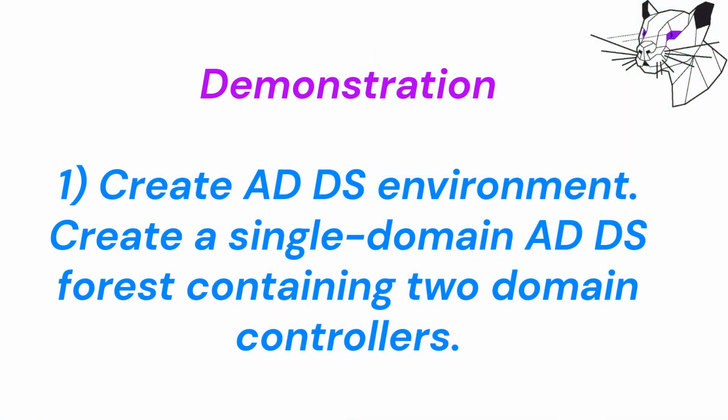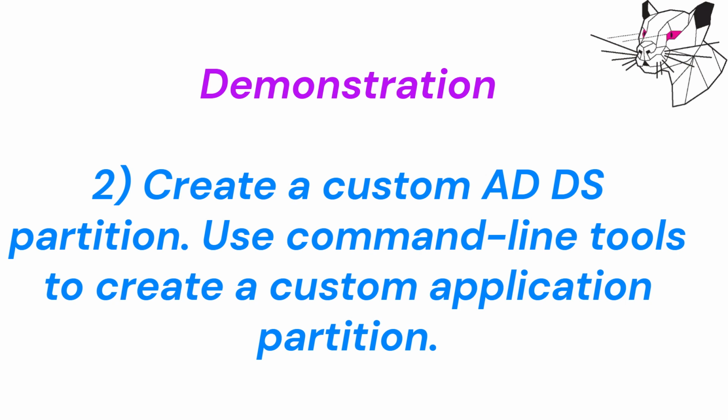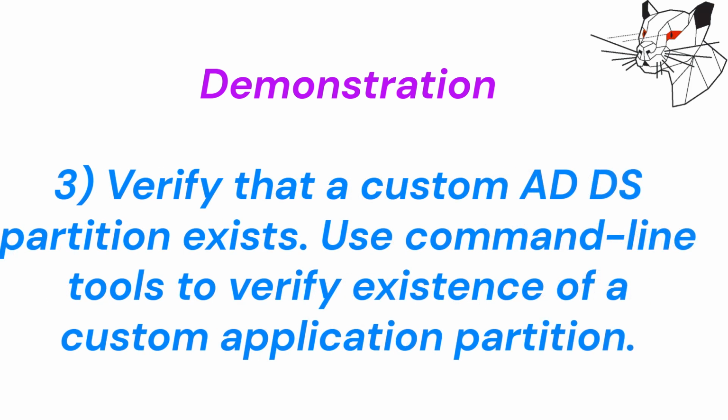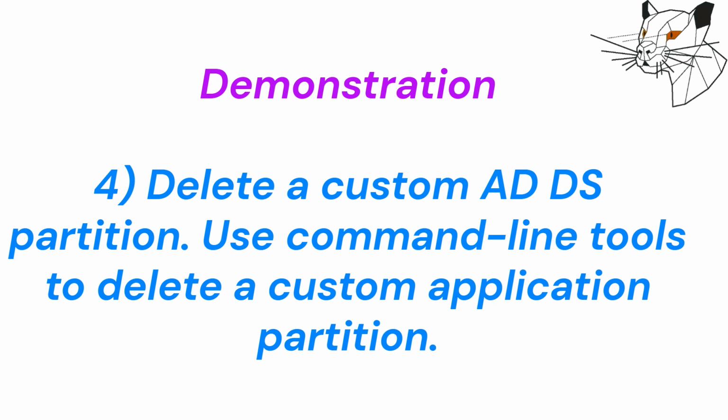Demonstration. The following video demonstrates how to create a custom ADDS partition. The main steps in the process are: 1. Create ADDS environment. Create a single domain ADDS forest containing two domain controllers. 2. Create a custom ADDS partition. Use command line tools to create a custom application partition. 3. Verify that a custom ADDS partition exists. Use command line tools to verify existence of a custom application partition. 4. Delete a custom ADDS partition. Use command line tools to delete a custom application partition.